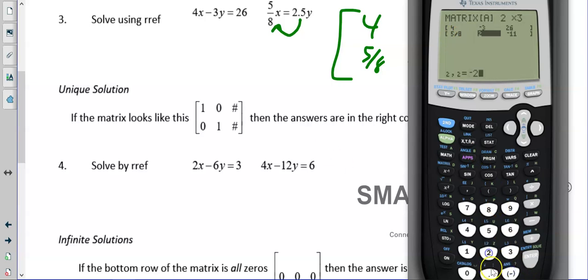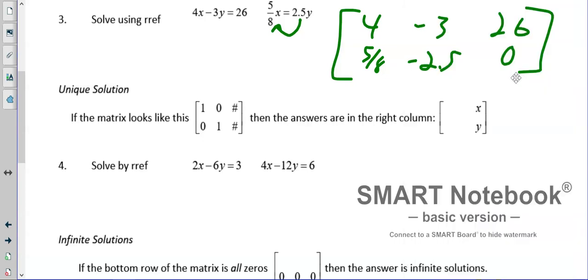And then negative 2.5, and then 0. At this point again, I quit out of that, go right back in, go over to math. I'm going to scroll up to B, tell it to look in matrix A, and there's my answer. I hit it twice. 8 and 2. So x is 8, y is 2.